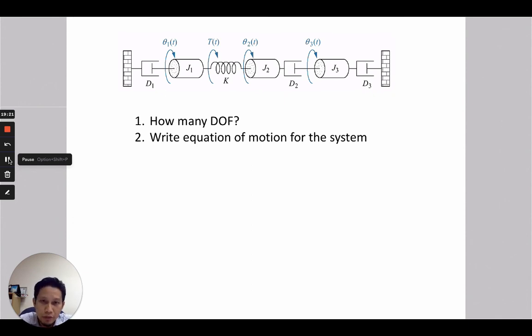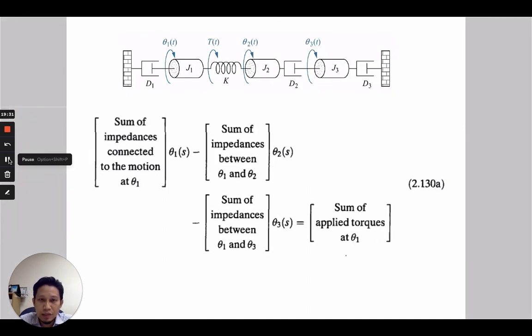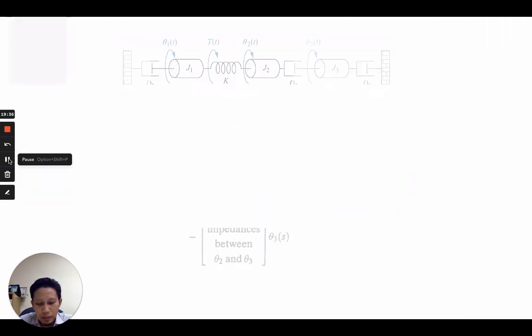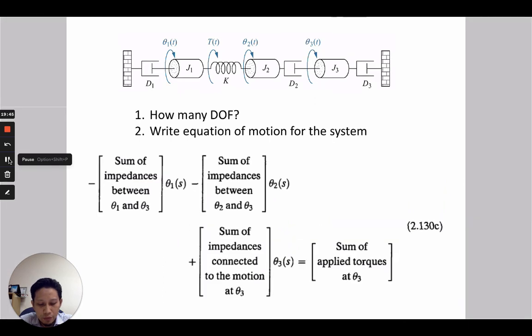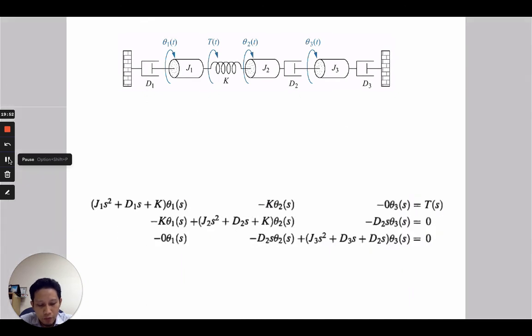So you can write the equations of motion, where we have 3 equations of motion, for J1, J2 and J3. So you can use these steps to find the equation of motion of J1, and then you can find the J2 equation of motion using these steps, and finally you can find the equation of motion for J3 using these steps, and finally you will get this as the equation of motion.